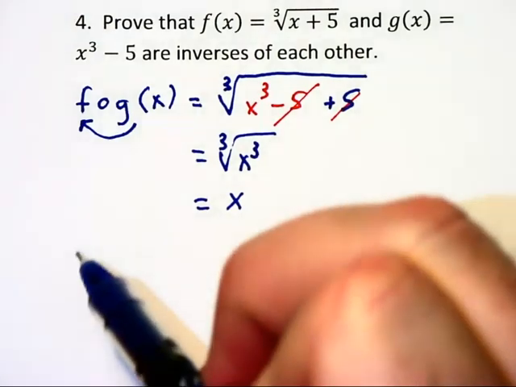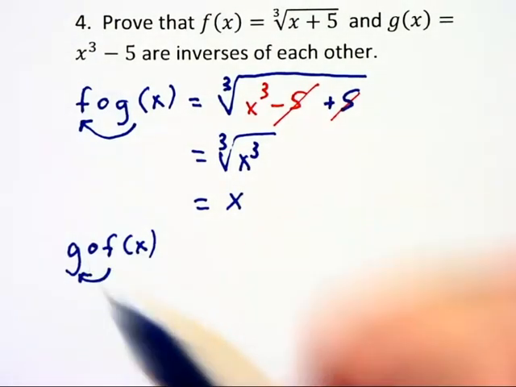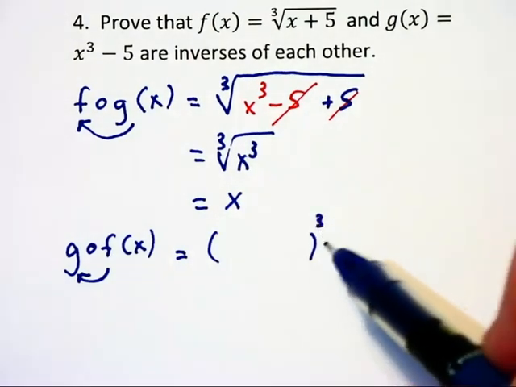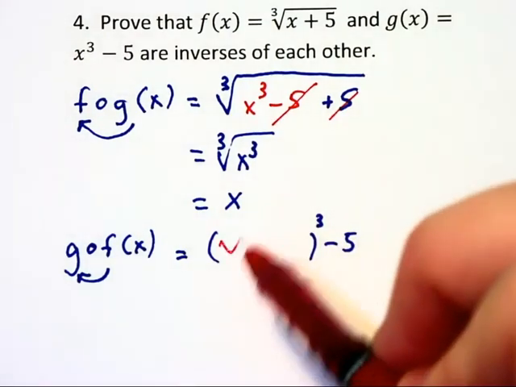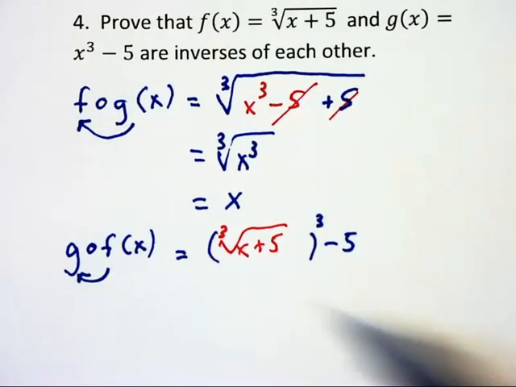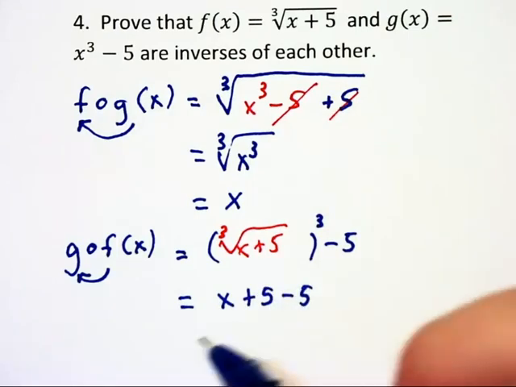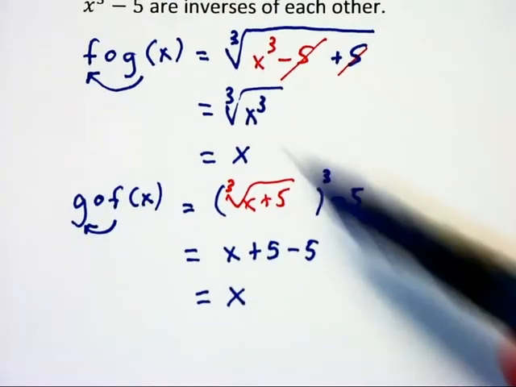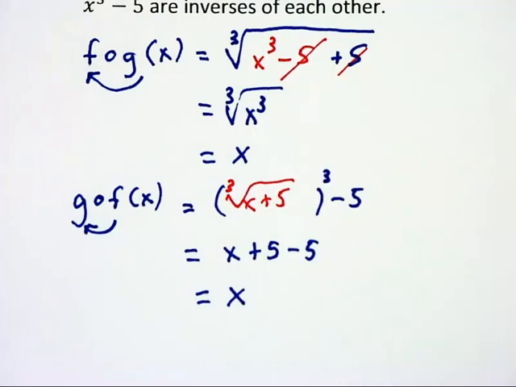Now what we need to do is look at g composed with f of x, where f gets substituted into g. And now g says input cubed minus 5, where the input function f is the cube root of x plus 5. So the cubing undoes the cube root, and what we get is x plus 5 then minus 5, which you know is x. And since we can compose in both directions and get x, we have proven that f and g are indeed inverses of each other.